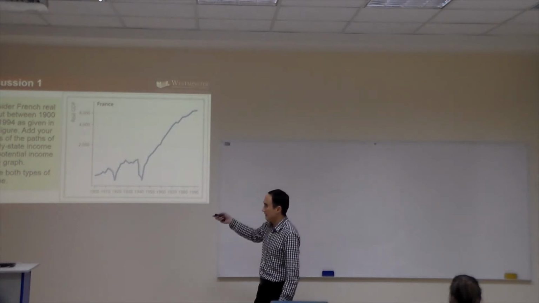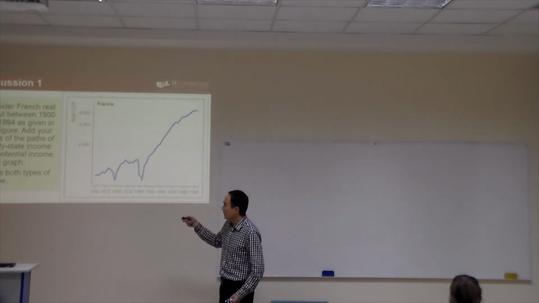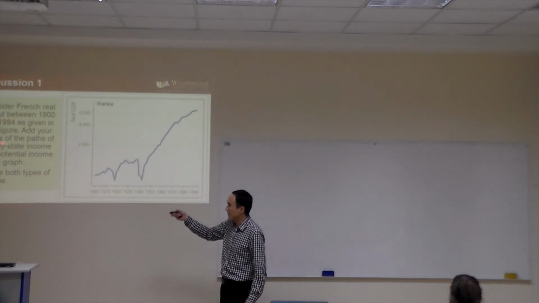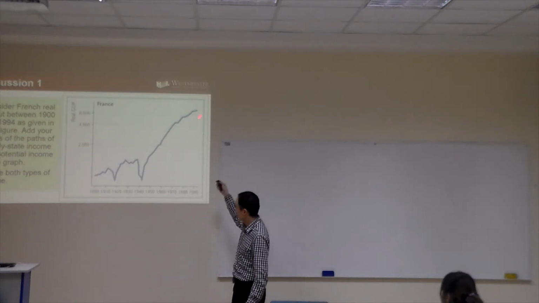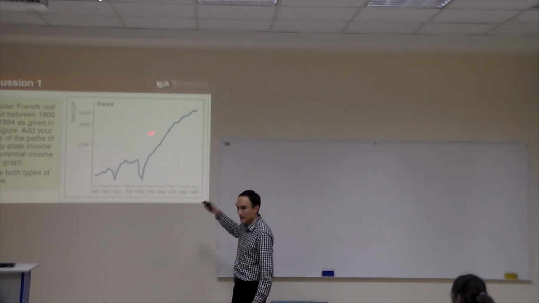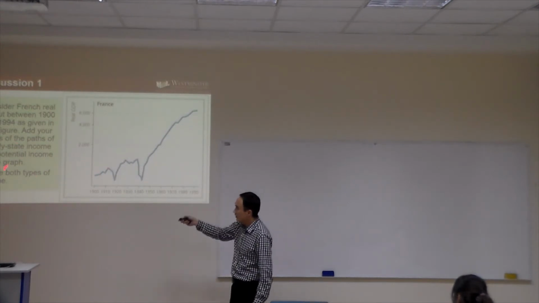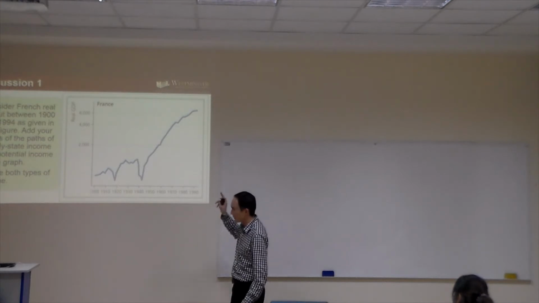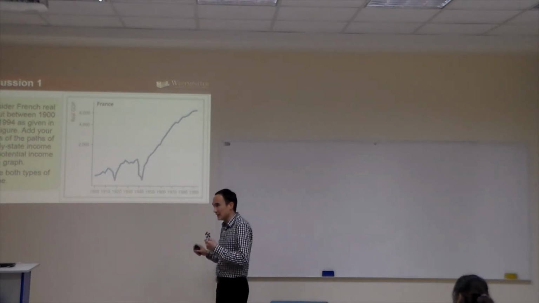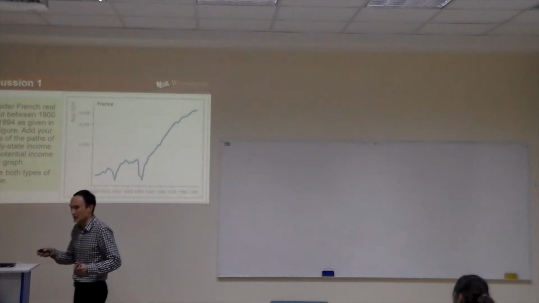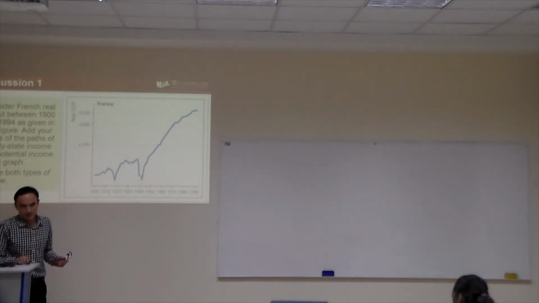Now you are asked to give your guess. What is going to be the steady income path here? Steady state income path, and then potential income path. We have to graph it, okay? Draw that line. What was that steady state income level, growth?